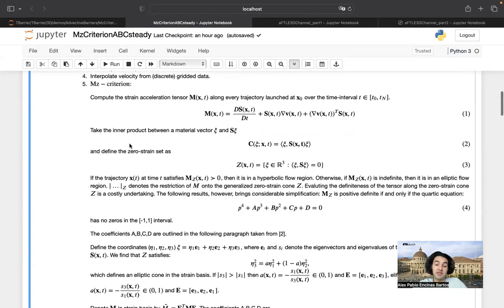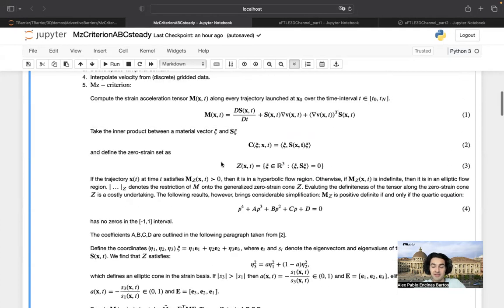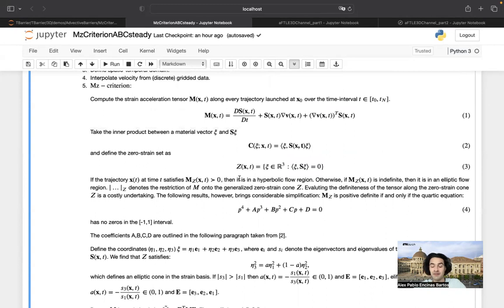Then we define the zero strain set. The zero strain set in 3D is no longer a triangle, but it will essentially be a cone. And I invite you to check out the corresponding paper, which you can find in the references, to have a look at the theory behind it. Essentially we need to do 2 things. We first need to compute the strain acceleration tensor, and then we need to compute the zero strain set.